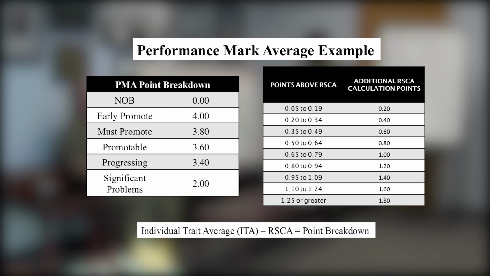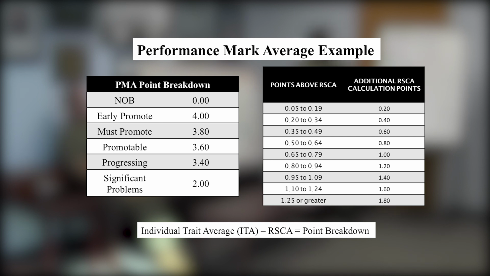This is the PMA point breakdown, right? So we all know, if you get a promotion recommendation that's an EP, you get a 4.0, right? An MP is a 3.8, a P is a 3.6. When you see this on your worksheet, usually it's a combination of like a 4.0 and 3.6, and when you add those two up and divide it by 2, that's how you're going to get your PMA, right? So what they're doing now is they're taking the RISCA, giving points for however much you're above the reporting senior's average, and then adding that to your points, okay?